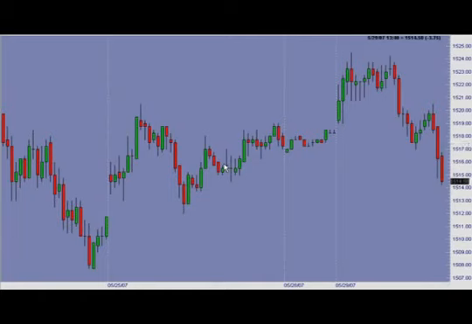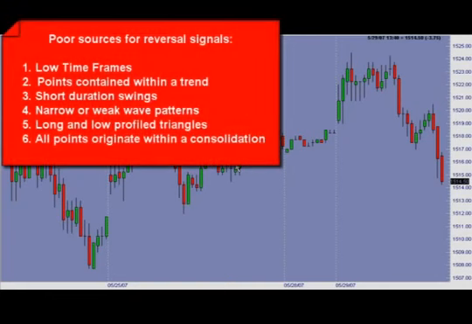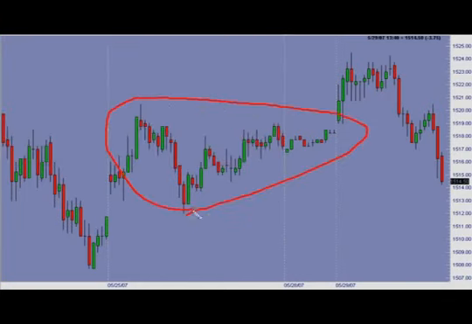One final poor source of reversal signals that we want to address is that of using points within or contained inside the consolidation pattern itself. An example can be seen here, where we have a consolidation pattern, a triangle pattern, where it shrinks down until finally it breaks to move higher.